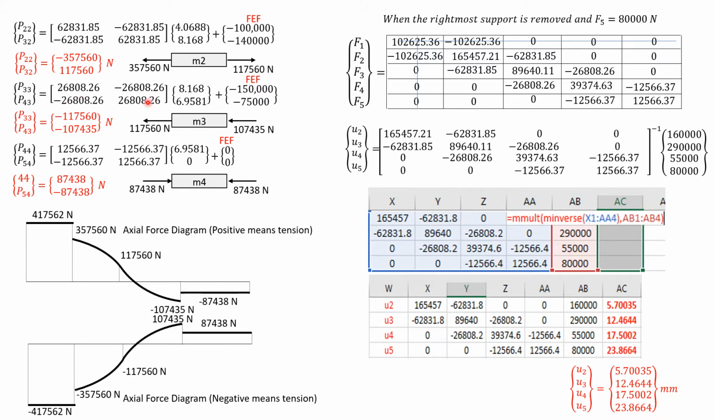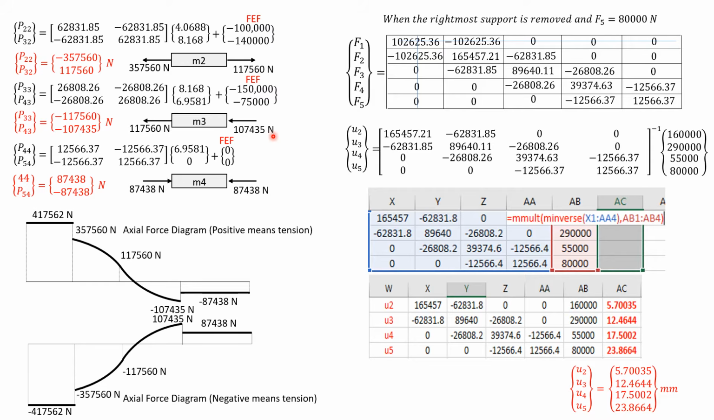Then for member 3, same process. You expand, then add the fixed forces if there are. So these are the opposite to the equivalent nodal forces of member 3. So you'll get negative 117,560 leftward. Then on the other side, it's also leftward.